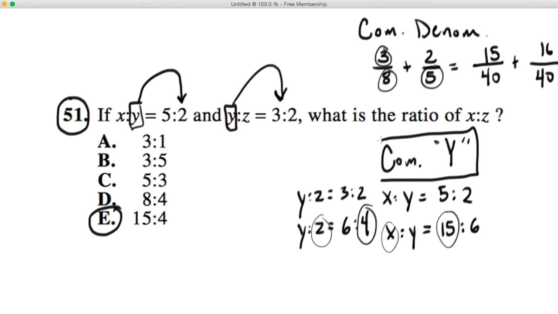So this is the idea of using a common y, which is very similar to the idea of a common denominator. A nice foolproof way of making sure you get this question right in a common sense approach.